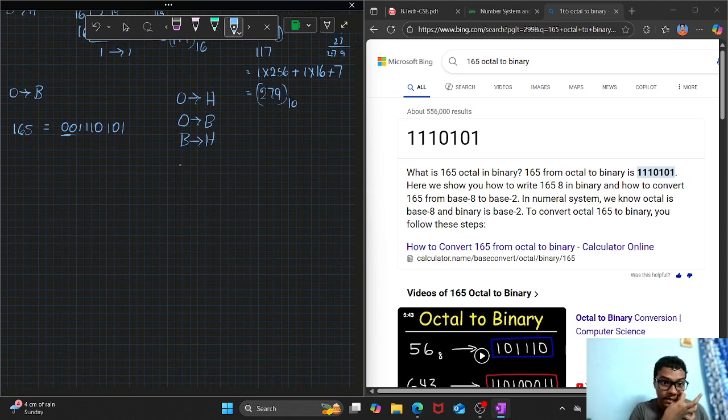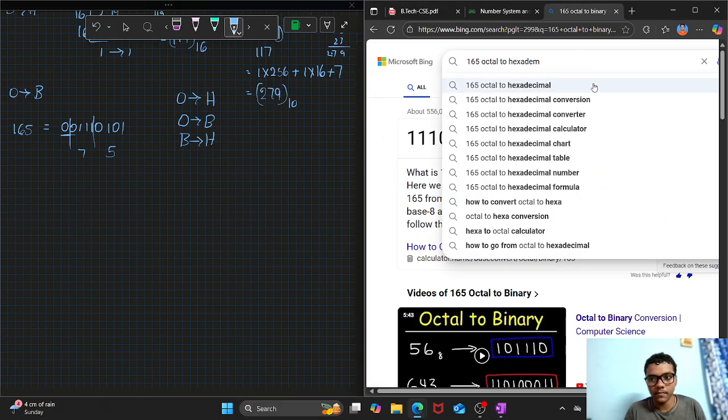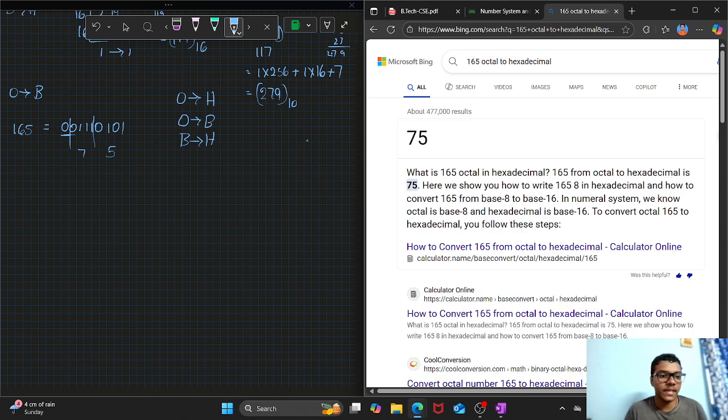Because binary is like a solid base. Let's convert this to hexadecimal, right? Divide it into 4 bits. This is 4 and this is 4. What is the value of this one? 4 and 1. This is 5 and this is what? This is 7. So 165 octal to hexadecimal is 75. Yeah, 75. That's it. That is how you convert octal to hexadecimal.